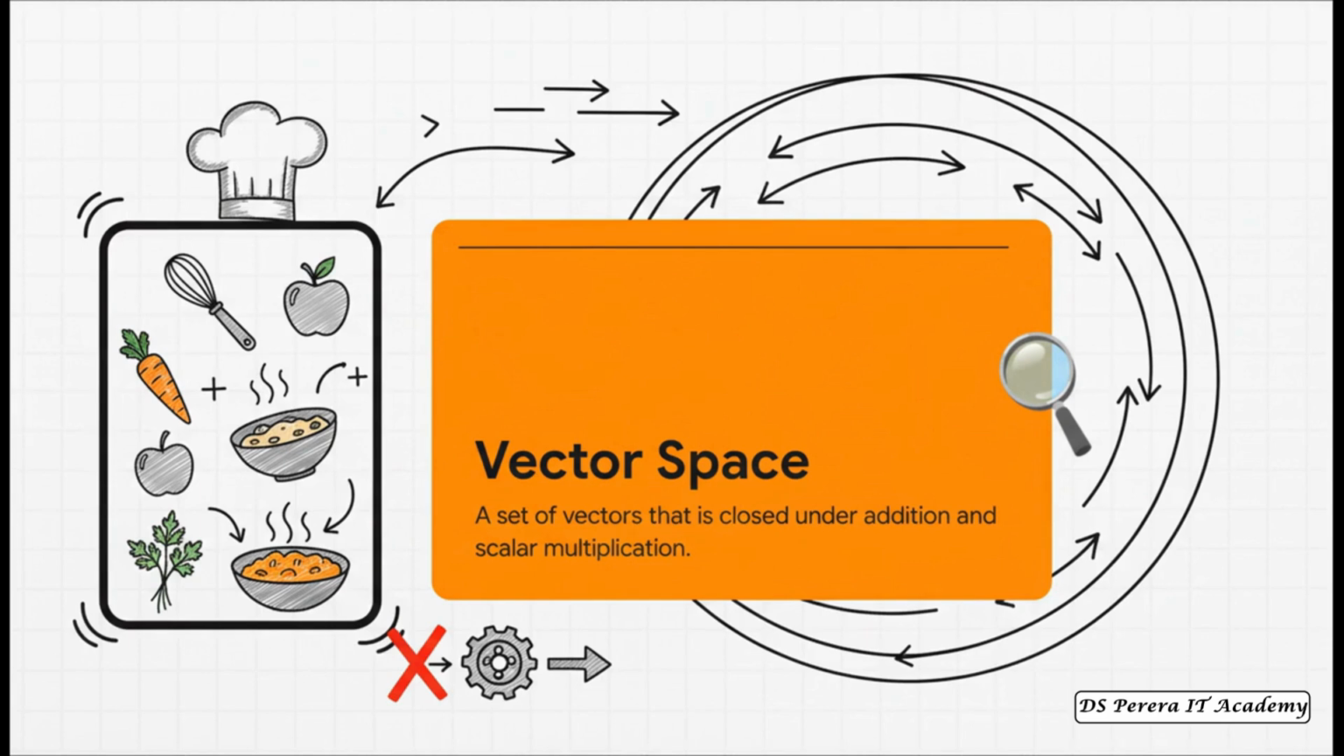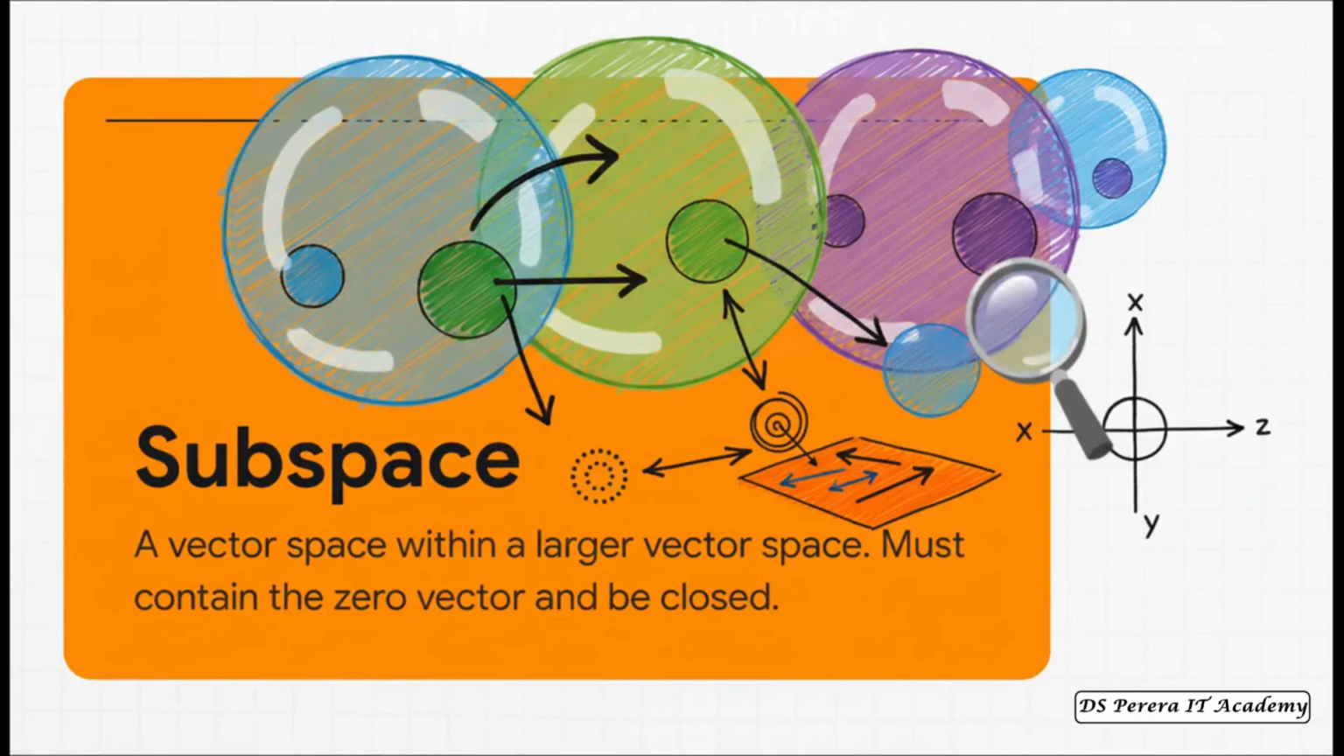That's what closed means. And following that idea, a subspace is pretty much what it sounds like. It's a smaller vector space that lives inside a larger one. Now, for a set of vectors to qualify as a subspace, it has to meet two key conditions. First, it has to contain the zero vector. And second, it must also be closed under addition and scalar multiplication, just like a full-blown vector space. The example here is like taking our entire 3D world, which is R3, but we're only looking at the vectors that lie perfectly flat on the xy plane, like the floor.